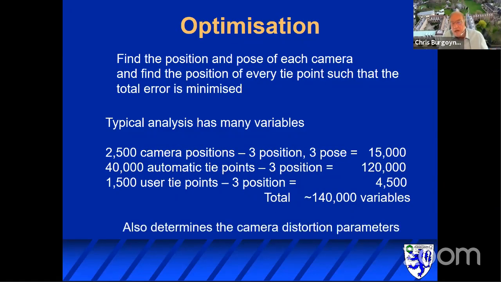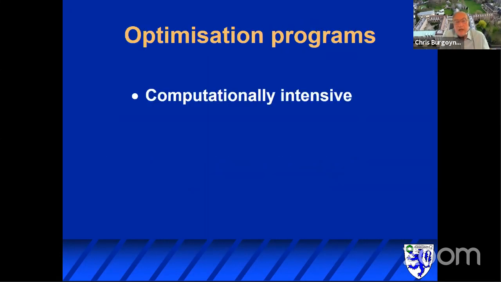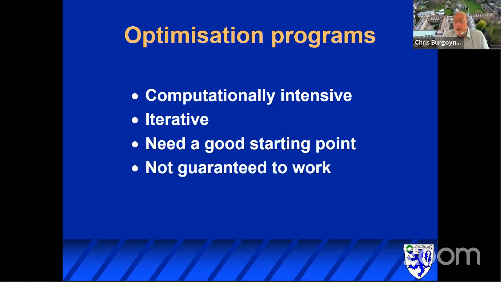And while it's doing it, it can also determine the parameters of the camera. So this is essentially an optimization problem. And optimization programs are known to be computationally very intensive. They're known to be iterative. They need a good starting point, and they're not guaranteed to work. Now, I did ask what sort of computer I should get for doing this work. And I was told that the best thing to do was to get something that the teenagers use for playing computer games on, because they have very good graphics cards associated with them.